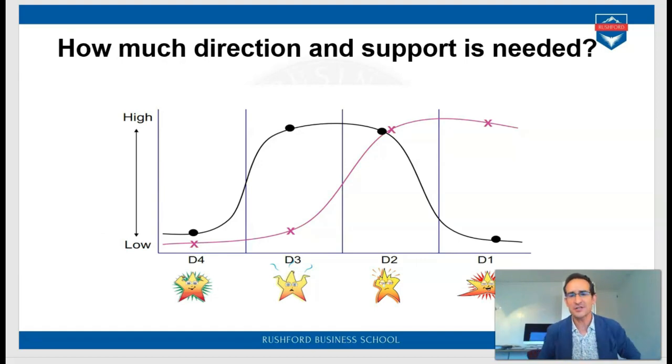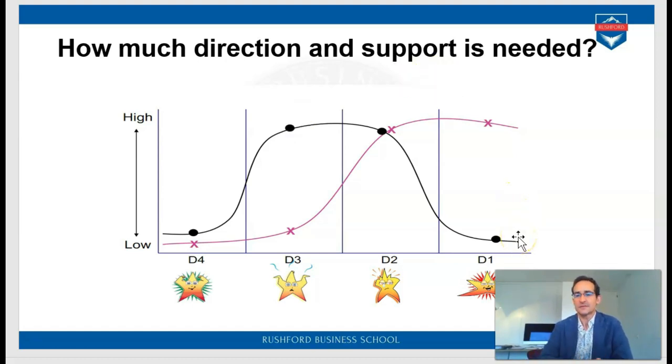But how much direction and support is needed? From high to low? From D1 to D2 to D3 and D4? Direction and support. The pink line, direction, black line, support. Remember all the characteristics of these profiles, D1, D2, D3, and D4.